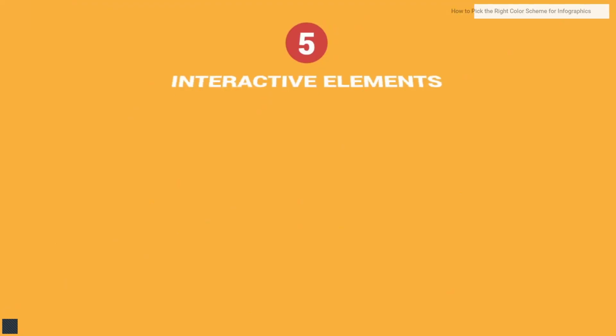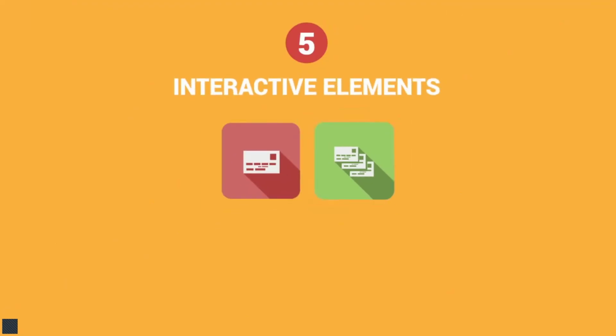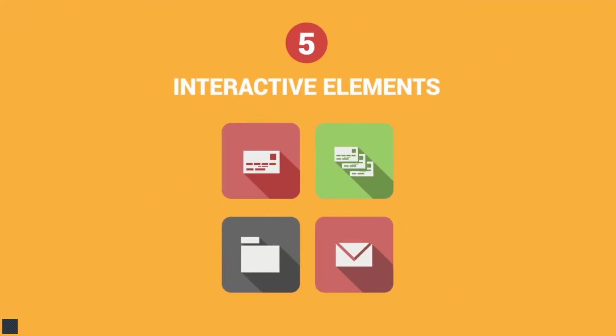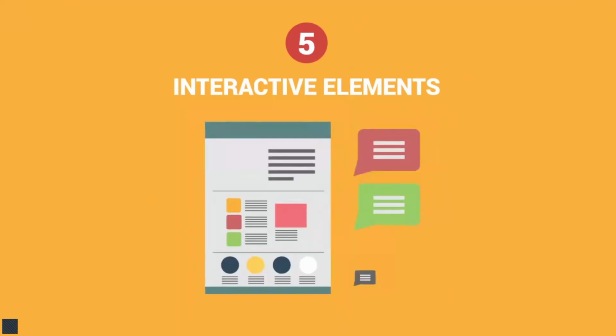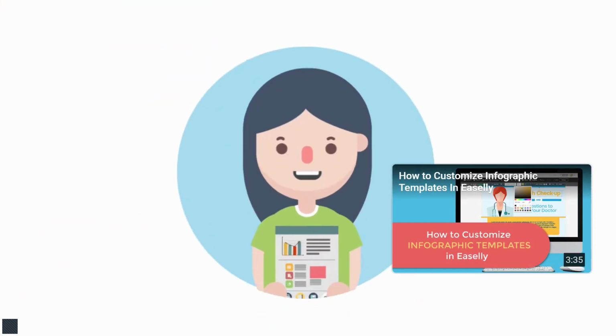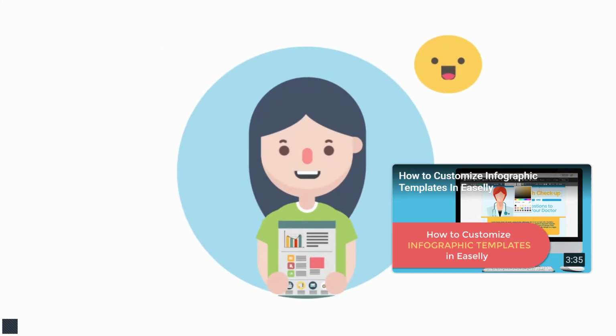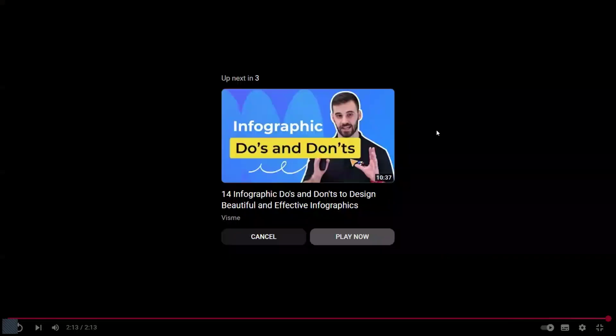Number 5, interactive elements. Although adding interactive elements to your infographic is appealing, consider whether it is relevant to what you're trying to achieve. If you need to convey a lot of information about different subjects, interactivity could be the easiest way to spread out this information without having to make your font tiny. And there you have it. Go forth and spread your message with your fancy new infographic.